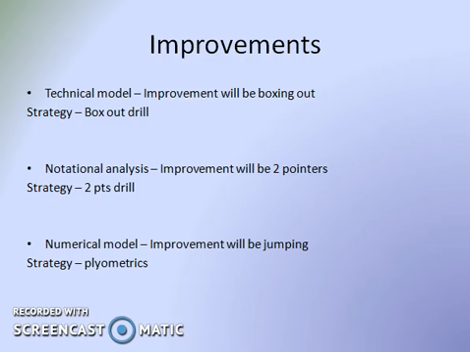I'm now going to talk about the improvements that Aaron can make within each model and say the strategy for it. So in the technical model, his improvement will be his boxing out. His strategy will be a box out drill. In notational analysis, his improvement will be 2-pointers, and the strategy will be a 2-pointer drill. In the numerical model, his improvement will be jumping, and the strategy for this will be plyometrics.